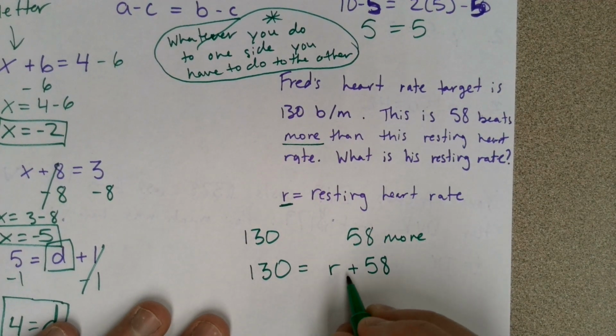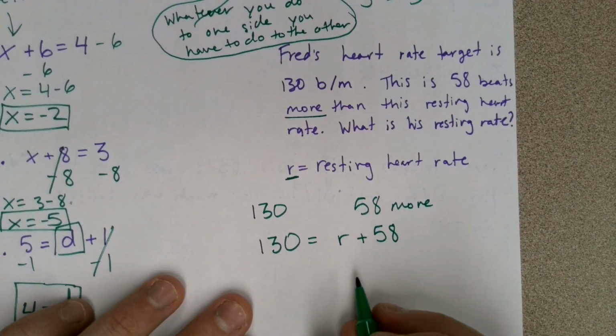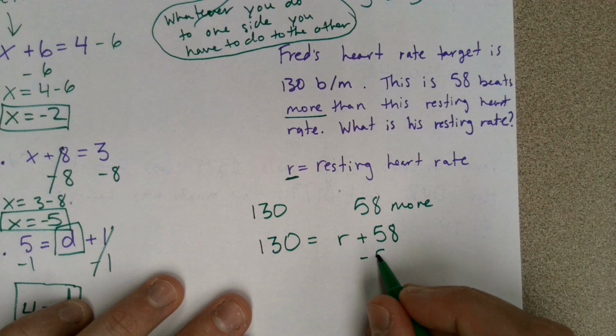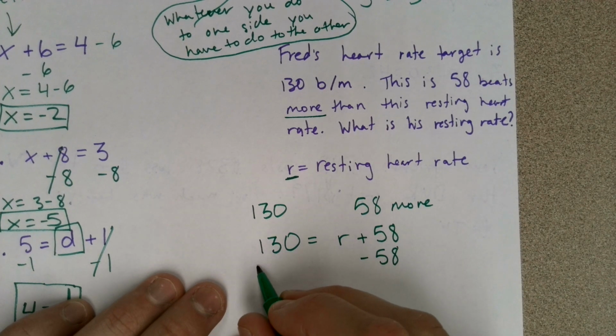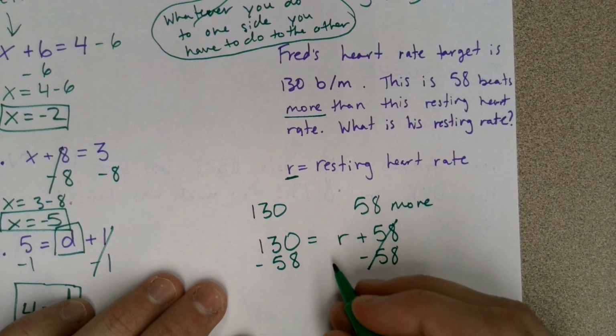So how can we get this variable by itself? We're going to do the inverse operation. In order to undo plus 58, we're going to do minus 58. That'll cancel out these. Leave R over here by itself.